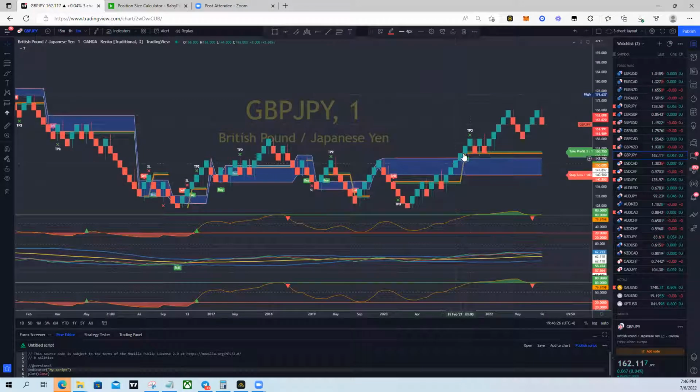Look at this. Straight up trend. You don't see no pullbacks. You don't see no red candles, no consolidation, no nothing. You know it's straight into buyer's territory. Yes, the Renkos. Look at the Renkos.